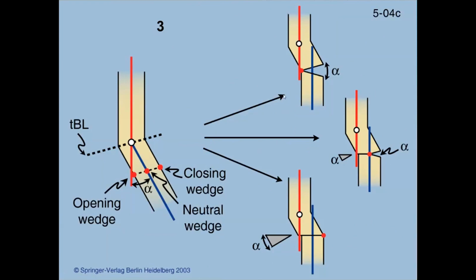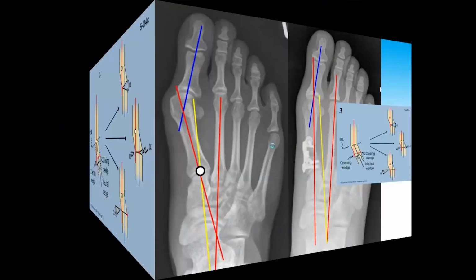creates a secondary translation where the red line and blue line are parallel, but they're not lined up over top of each other. And what does this look like? Well, here's an example of a base wedge osteotomy.